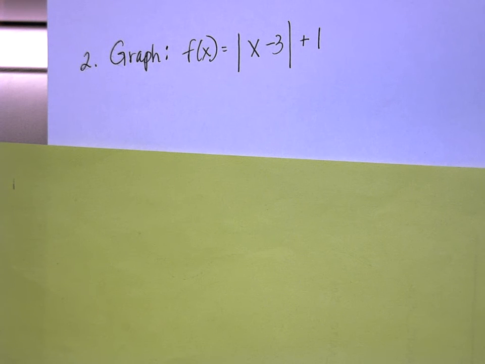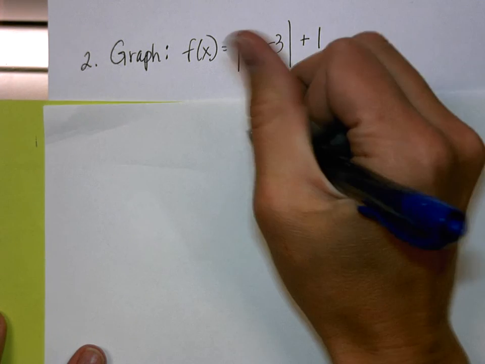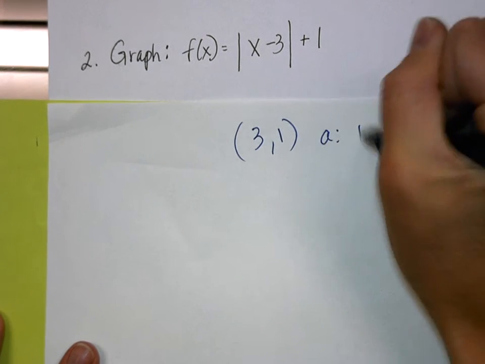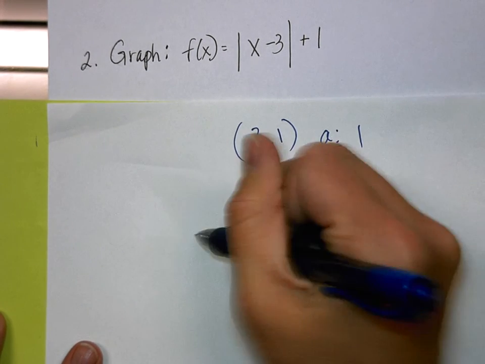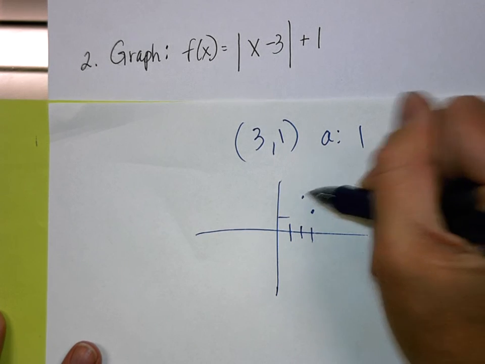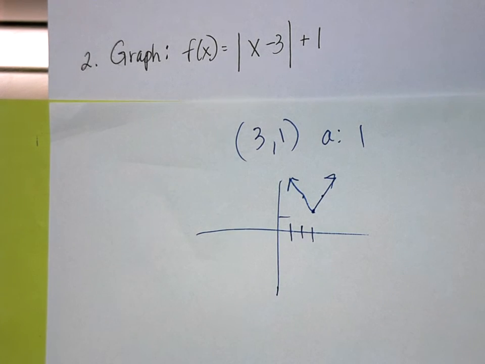All right, so your graph on this one, your vertex is at 3, 1, and your A is at 1. So when you graph this one, you go right 3, up 1, and then you're going up 1, right 1, up 1, left 1, and remember that absolute value goes into a V.